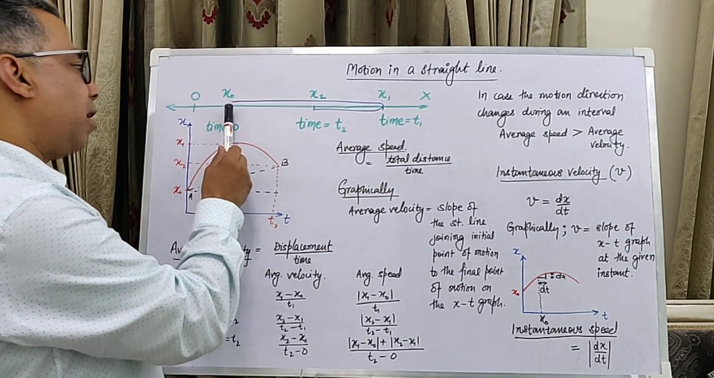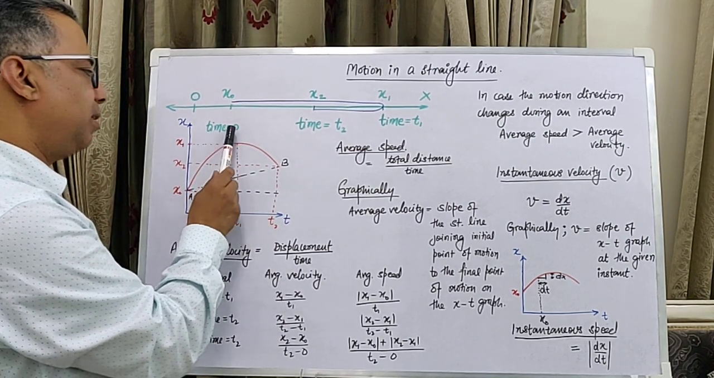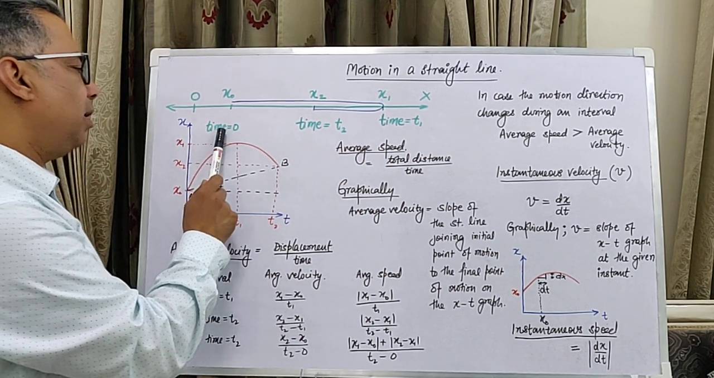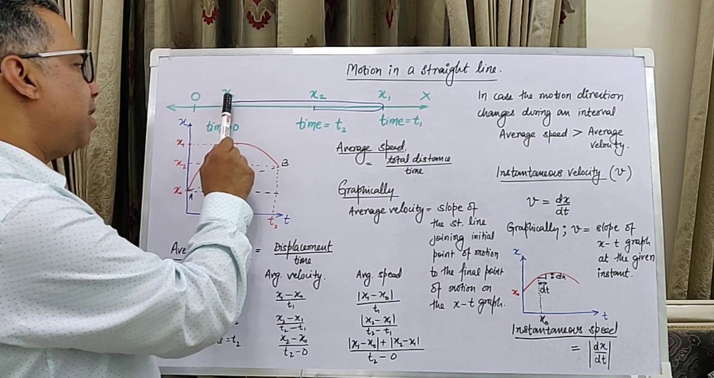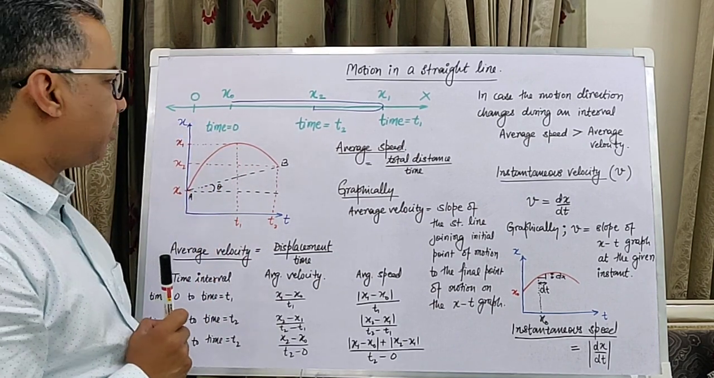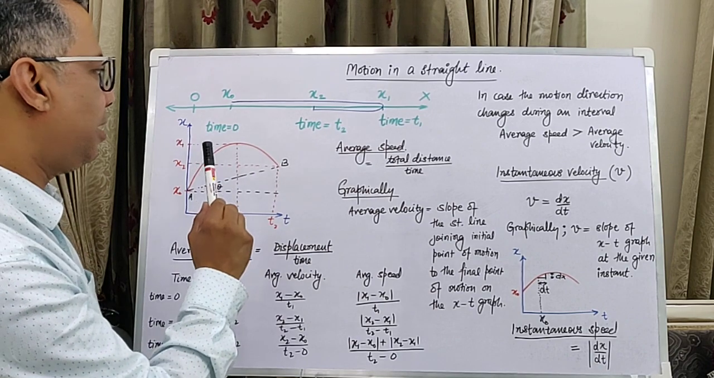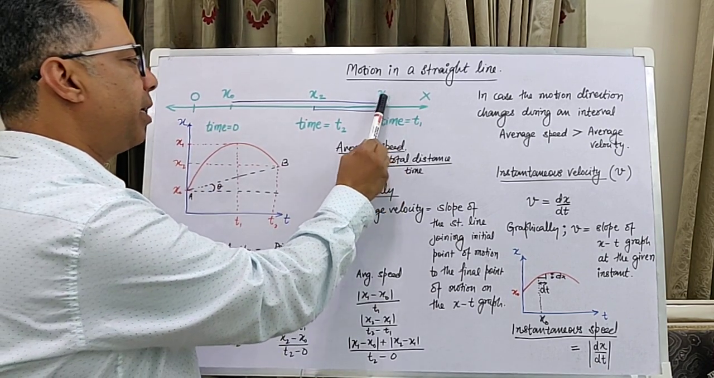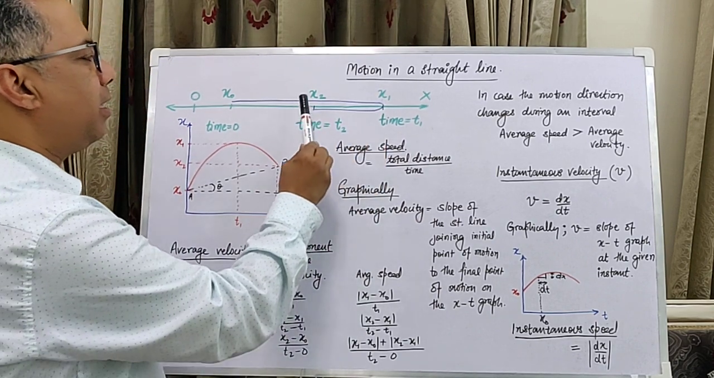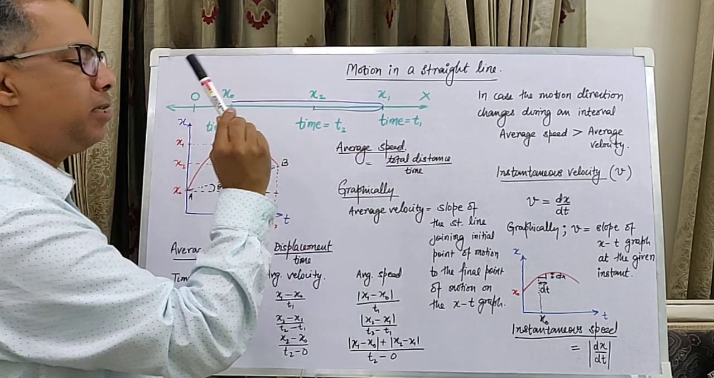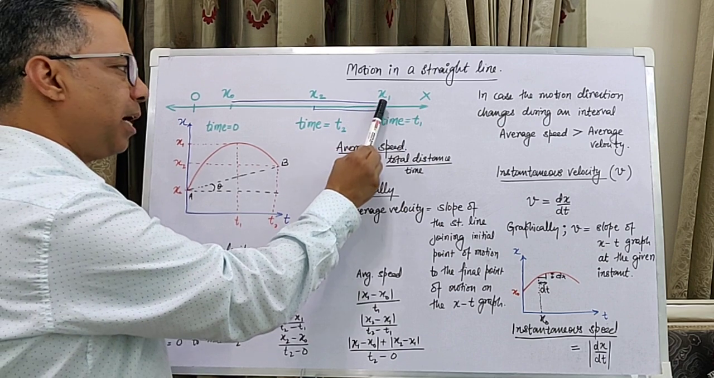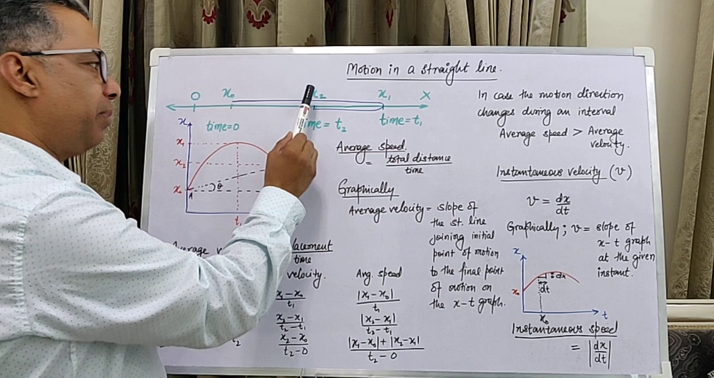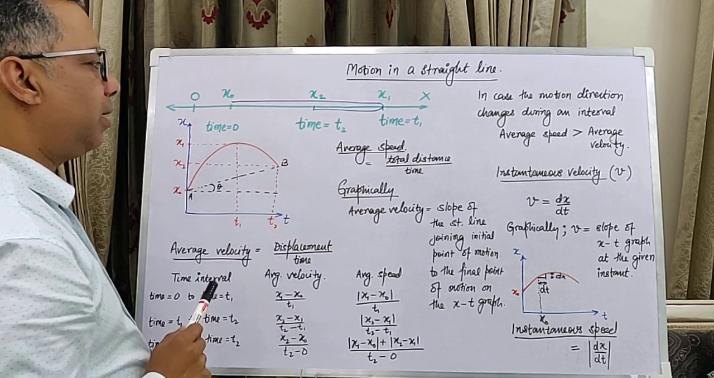The object started moving at the initial time. That's when we started observing the motion, time equal to 0. It started at x0, that was the initial position. Then at time t1, the object was observed at position x1. It then stopped for a moment, and then reverses direction and is observed at x2 when time is t2.